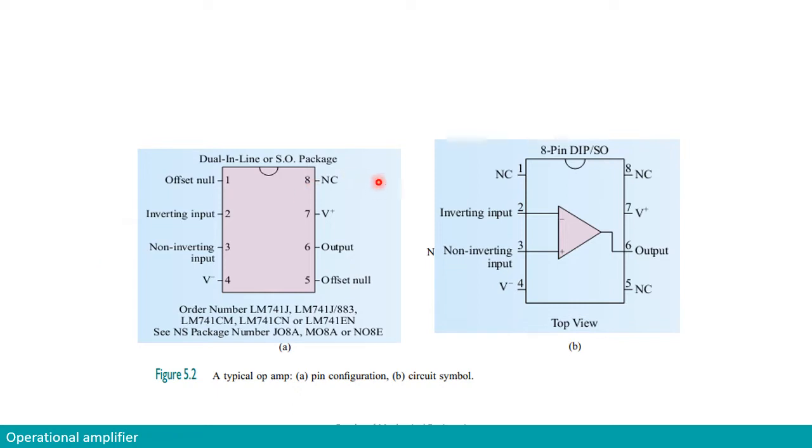And in terms of schematic diagram, it can be presented as this. The most important terminals are the ones marked with number 2 and number 3, which are the inverting input and non-inverting input, and the output is on terminal number 6. The other terminals that we have to pay attention to are terminal number 7 and terminal number 4, which is the power supply that we need to supply to the operational amplifier to make it function, right?